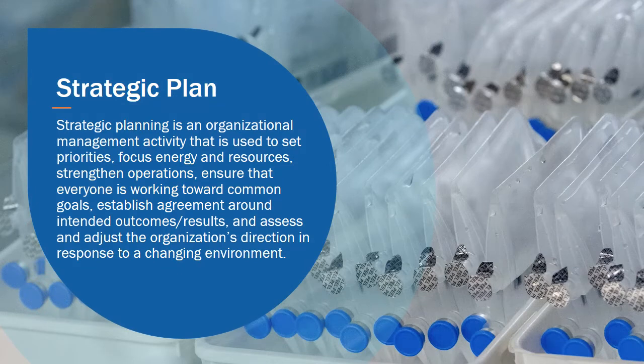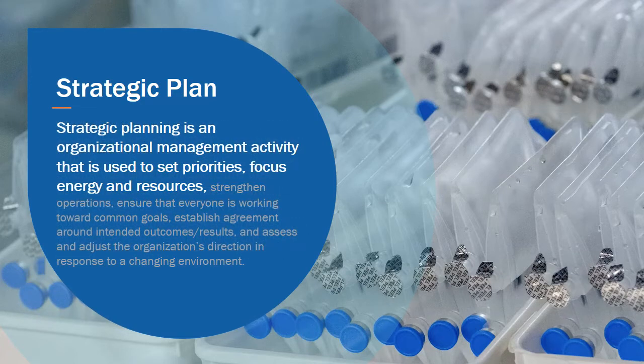Let's review the definition of the strategic planning process. There's a lot of information here, so let's break it down into 3 distinct sections. The first section of the definition indicates that a strategic plan is an organizational management activity that is used to set priorities and focus energy and resources.